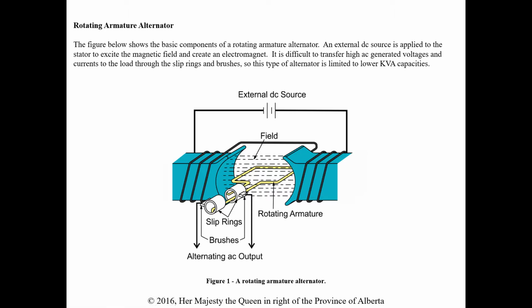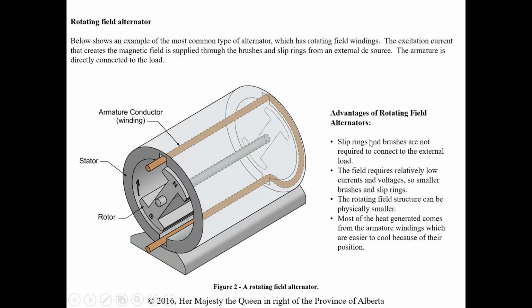It's not common to have a large rotating armature, huge armature conductors for a large load, rotating through what would be a potentially smaller field winding. What they're saying is it's difficult to transfer high AC generated voltages and currents to the load through slip rings and brushes. So all these components would have to be rated for an extremely large current if we were going to rotate the armature. So this is rare. This setup doesn't happen very often, and it's limited obviously to lower kVA, which would give us a lower current application.